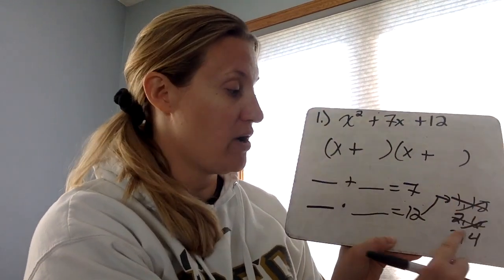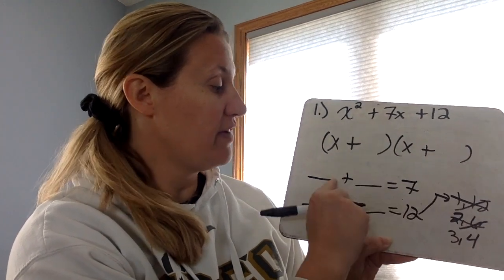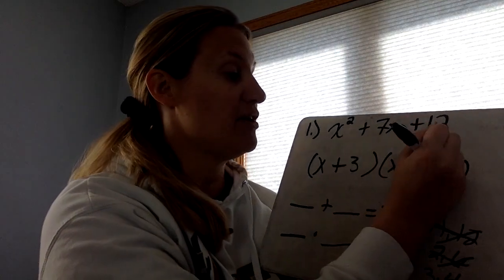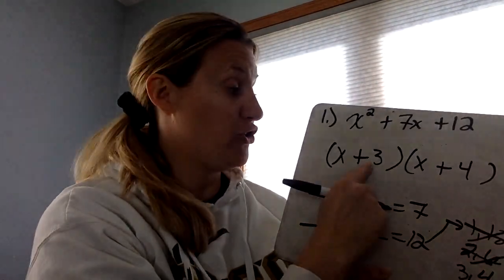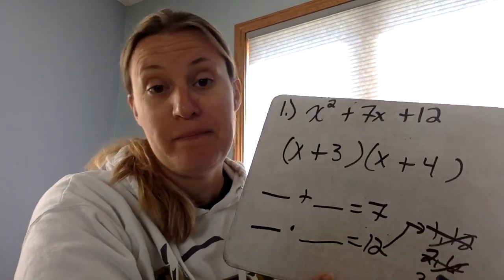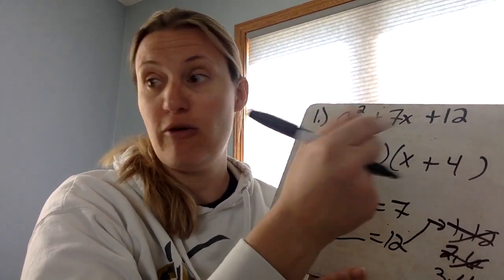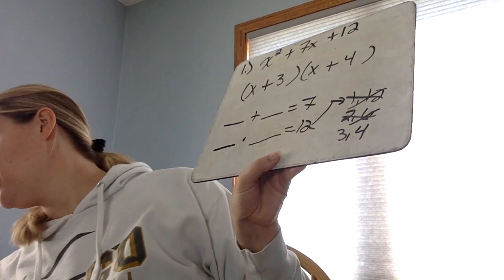Let's try 3 and 4. 3 times 4 is 12, and 3 plus 4 is 7. There you go. So you put one of them here and one of them here. And that doesn't matter. You could have put the 4 here and the 3 here. But that's simply all you have to do. Now you could check your answer and FOIL that back out if you wanted to.